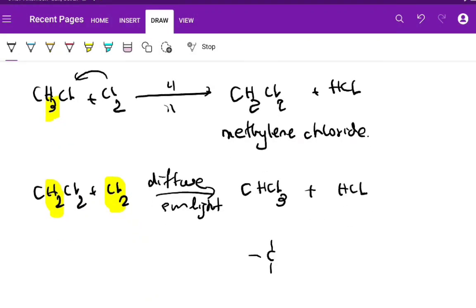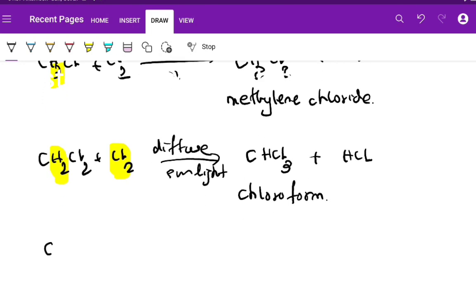The structure of CHCl3 is like this. It also has 1 hydrogen to be substituted. Final step is between chloroform and chlorine, getting carbon tetrachloride and hydrogen chloride.